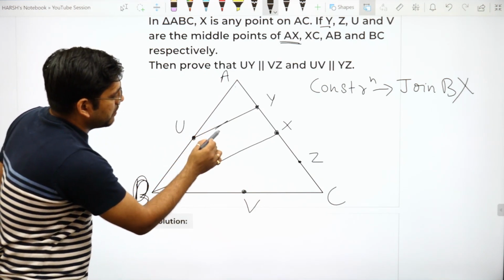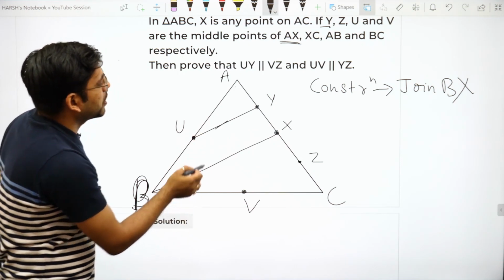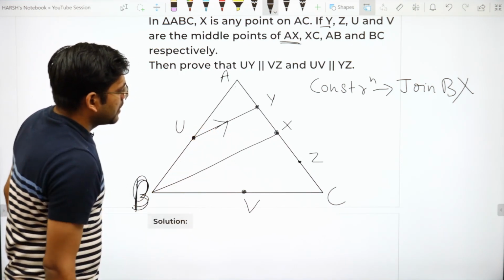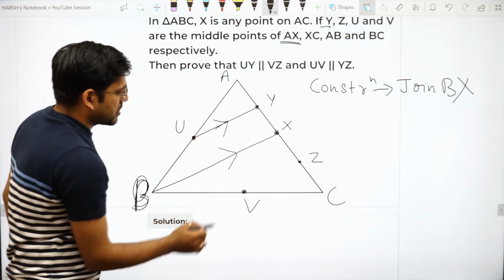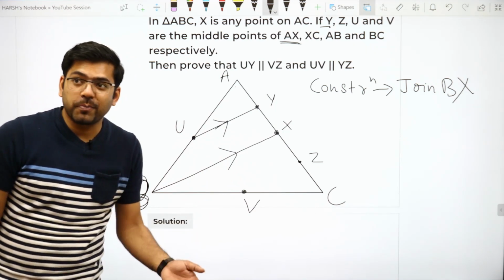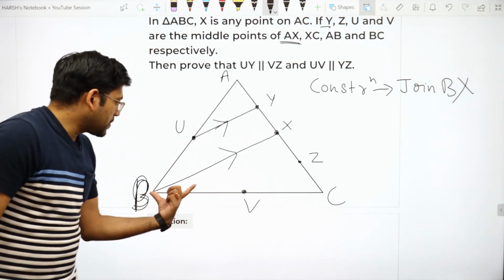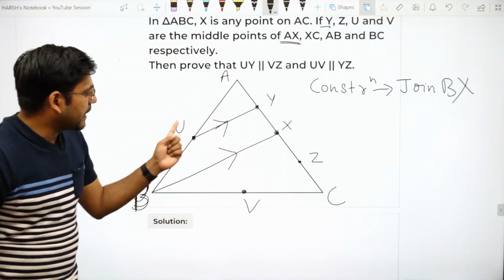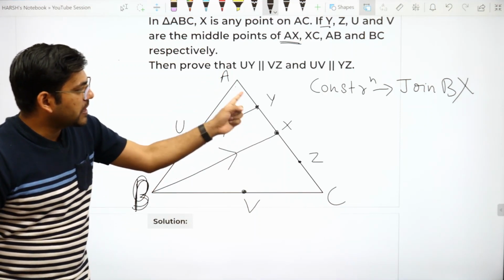So this line will be parallel to this line, isn't it? Because of the midpoint theorem, isn't it? See, because ABX is a triangle and U is the midpoint of this side and Y is the midpoint of this side.